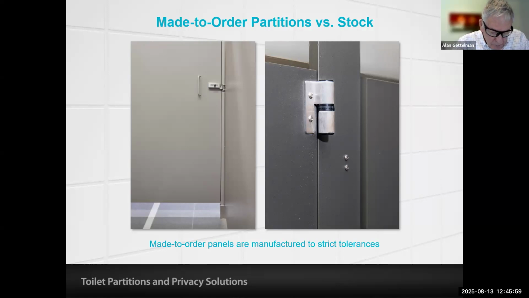Companies that can provide made-to-order on all partition components can make doors and styles to nearly exact dimensions, side to side, with maybe a 1/16 inch tolerance, which really means little to no gaps.